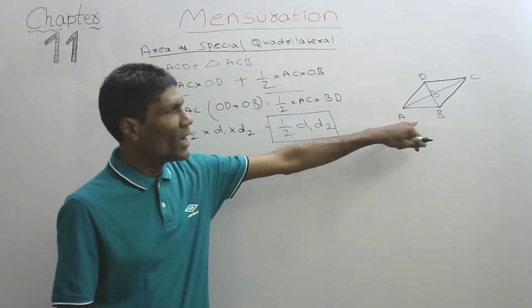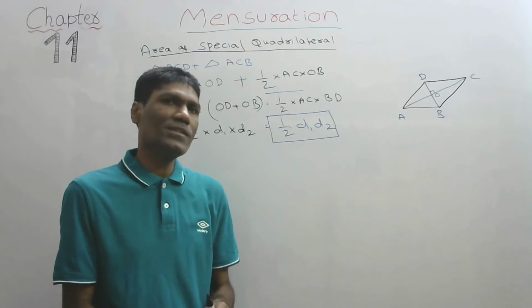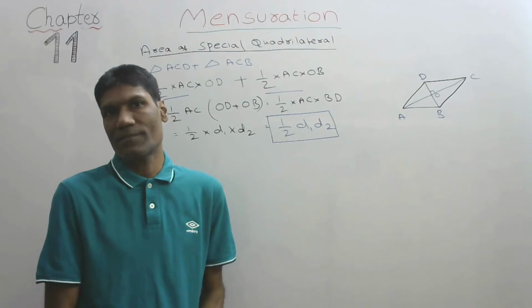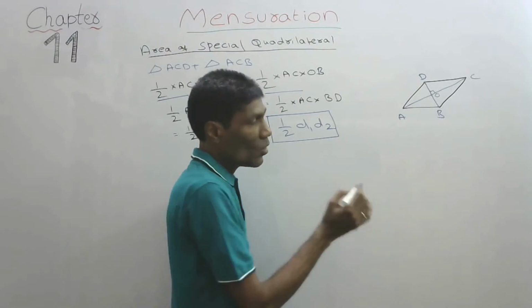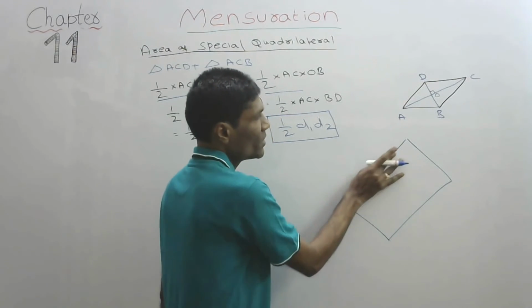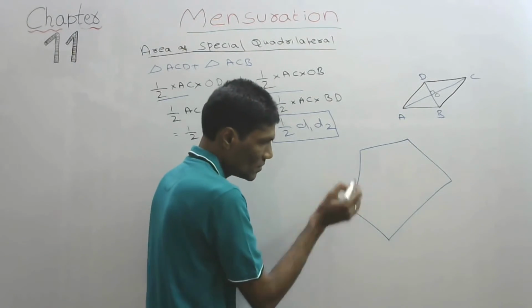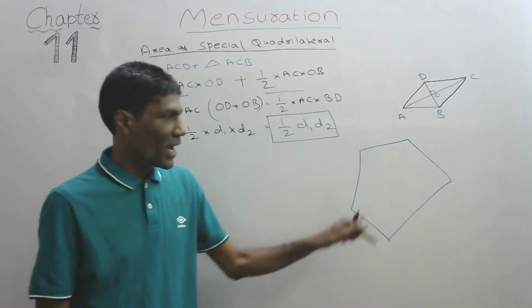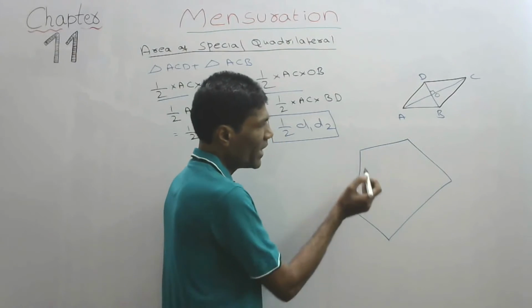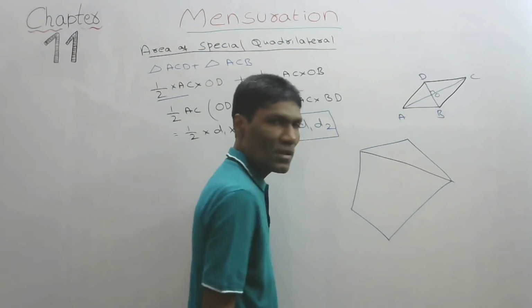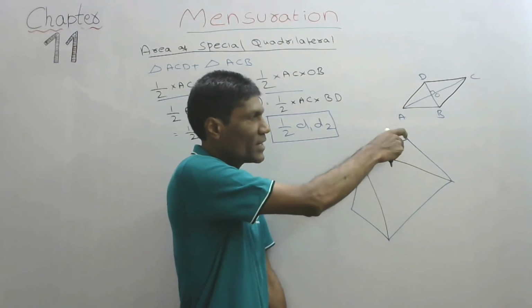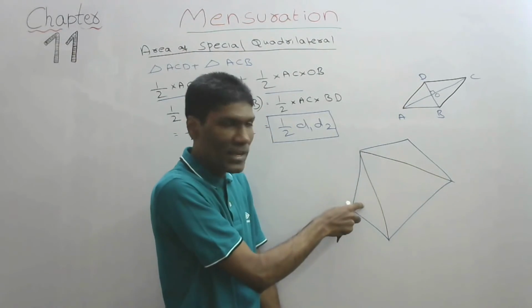Now, we have seen that if any quadrilateral is given, we divide it into different triangles and find the area. This is a quadrilateral. Now, what if this is a pentagon? Say like this, a big figure like this is given and we are asked to find its area. Simple. We will divide it into triangles, like this and like this. First we will find the area of this triangle, this triangle, and this triangle, and we will add.